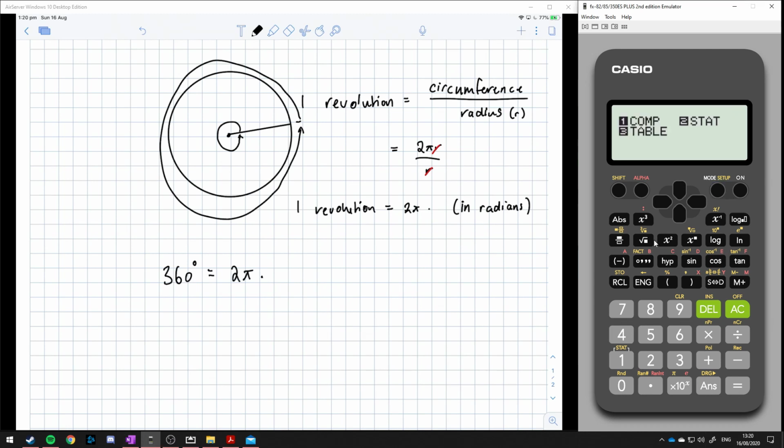Now on your calculator, what you want to do is hit Shift and Setup, and we're going to be using the 4 for radians. So this is why we say you need to be very careful in years 9 and 10 when you're doing trigonometry, because if your calculator is in radians, it will give you an answer that's not going to be a degree answer.